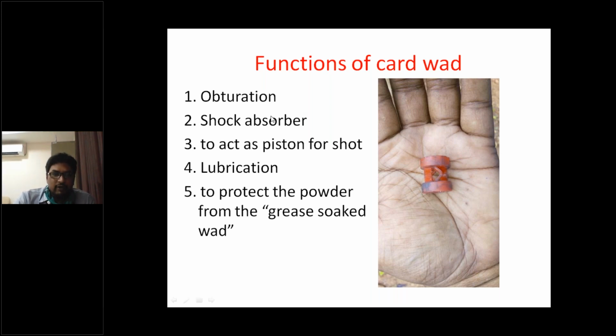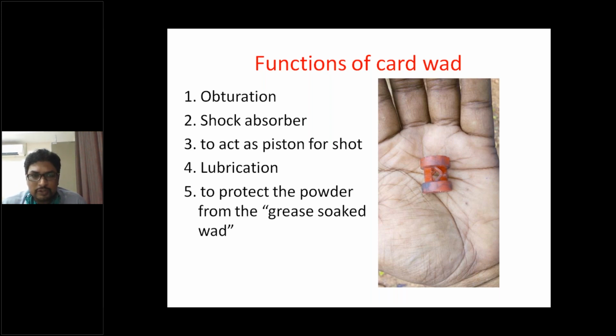So the functions of the wad: the first one is obturation. Obturation we have seen previously. What is obturation? Obturation means that once the firearm is fired, the gases should not leak from either side of the bullet. The bullet should be fitted exactly, without any air gaps, in the barrel of the gun, so that the gases can push the bullet forward completely.